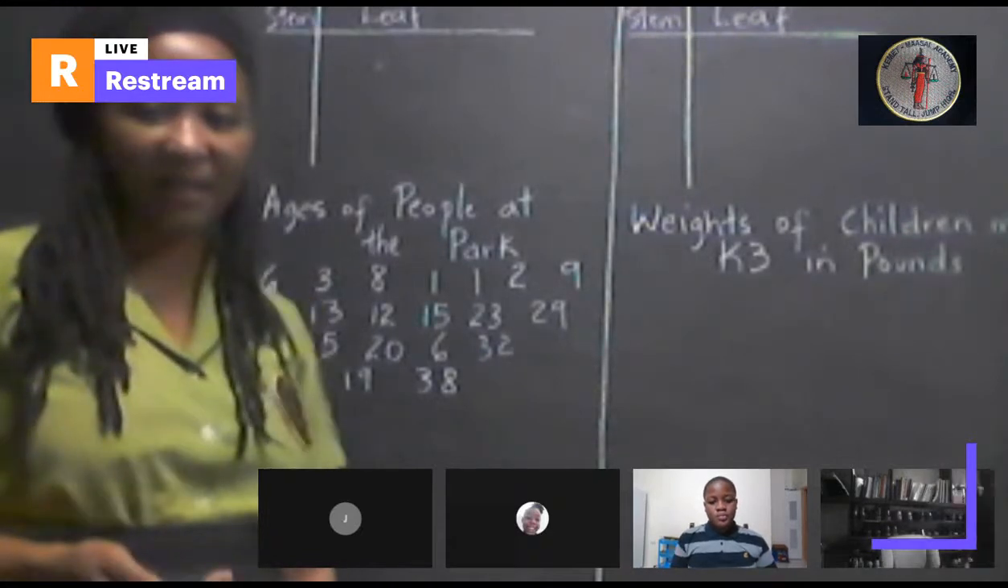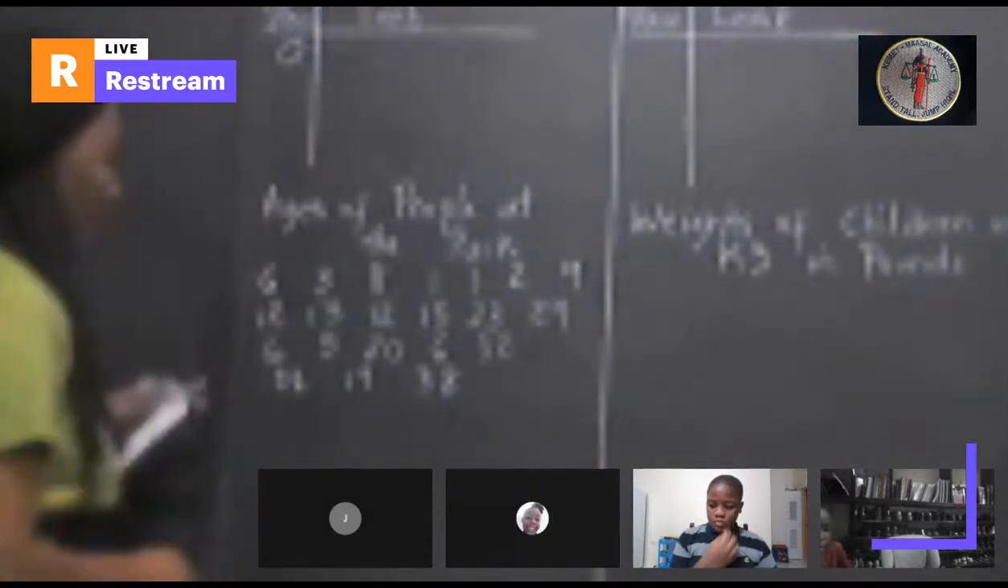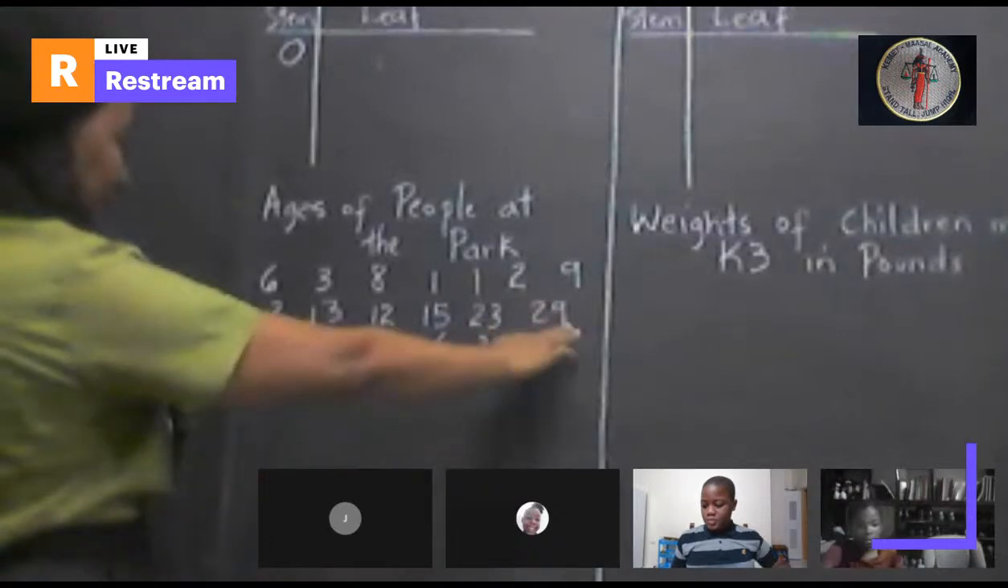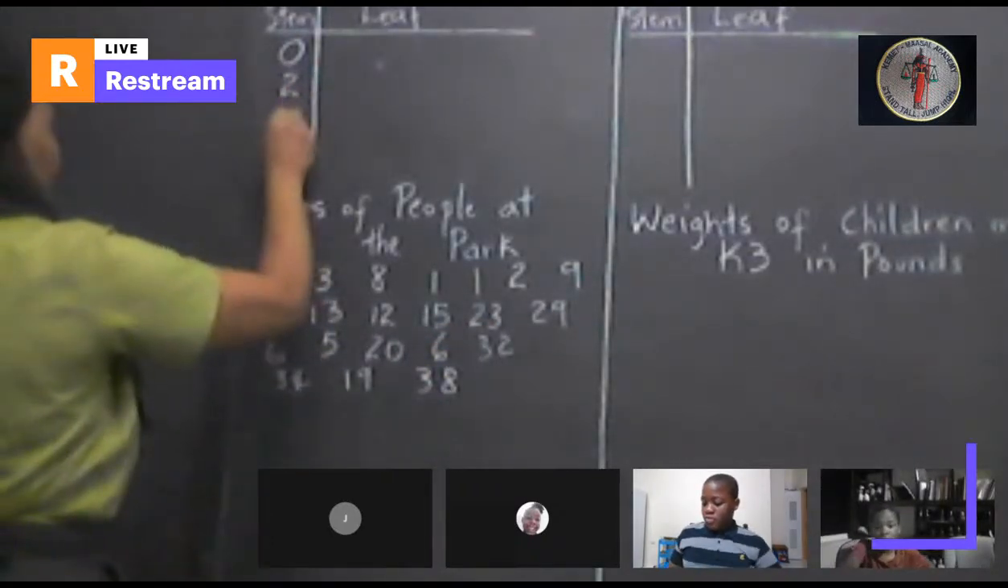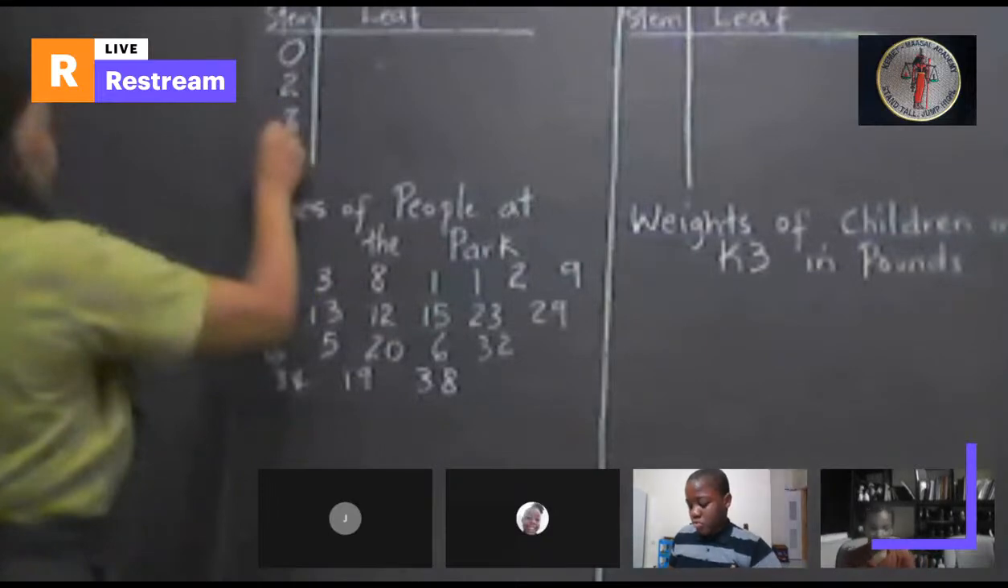The stem is 0 for the single digit numbers. And we have some 20s and we have some 30s, so we're going to have the 2s and the 3s. Those are our stems. All right, what are all the single digit numbers?